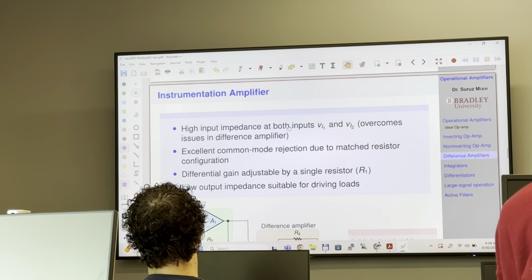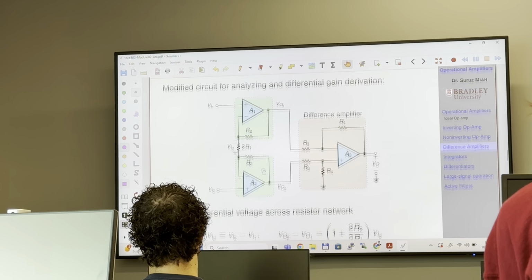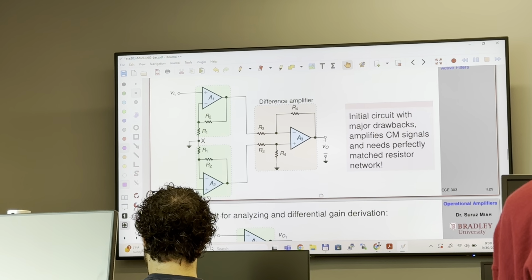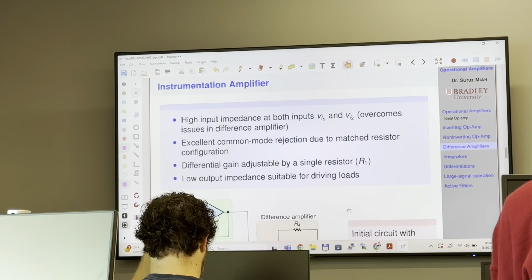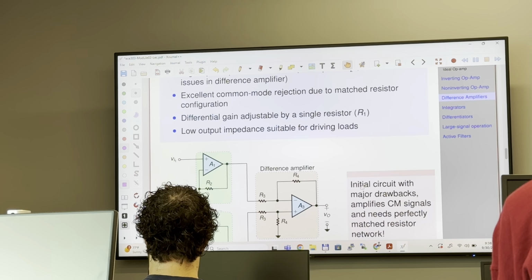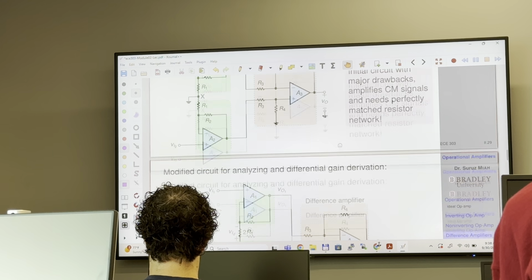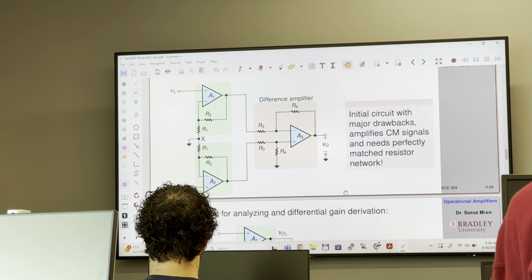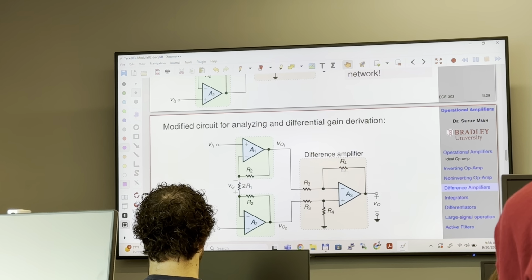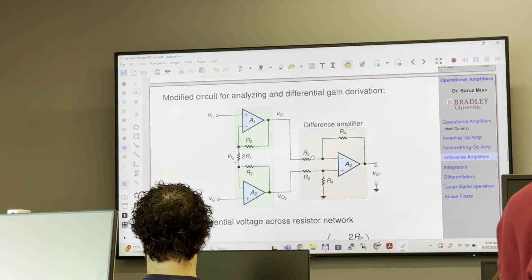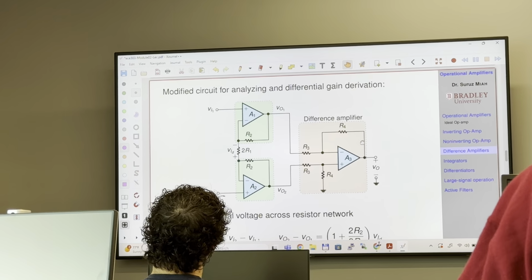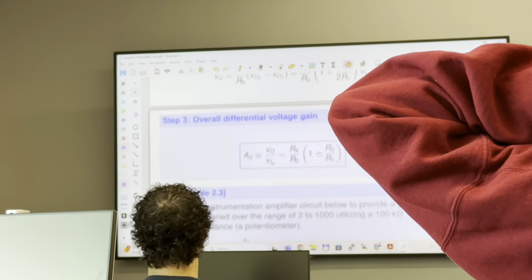All right. Instrumentation amplifier. A simple difference amplifier has some issues with common mode signals. Some noise could be amplified as well. But these common mode signals can be removed using this modified version of difference amplifier, where you have another stage of amplifier right here. So this is called instrumentation amplifier.